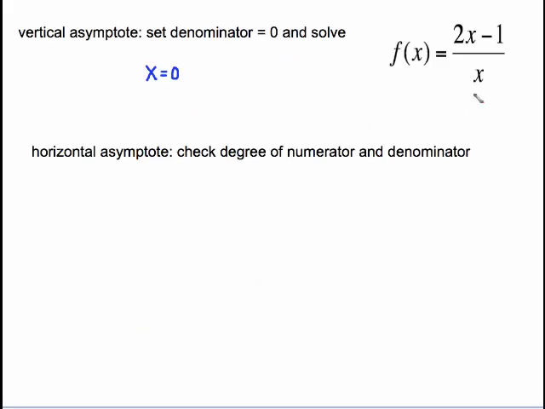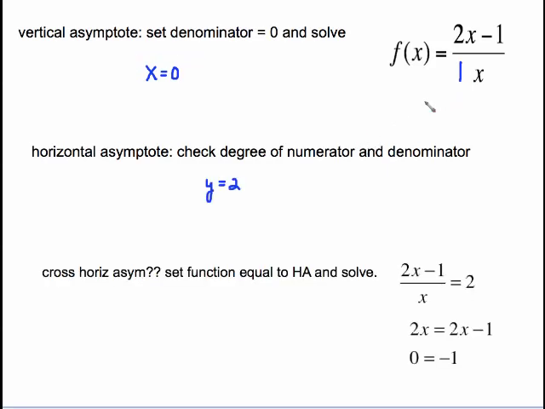Vertical asymptote, set the denominator equal to 0 and solve. Well, there's nothing to solve. Once I put this equal to 0, that's it. X equals 0 is my vertical asymptote. Horizontal asymptote, you want to take a look at your degree. This is the same degree, top and bottom. This has an expression of 1 there. So we're going to end up with a horizontal asymptote of 2 because the ratio of the coefficients is 2.